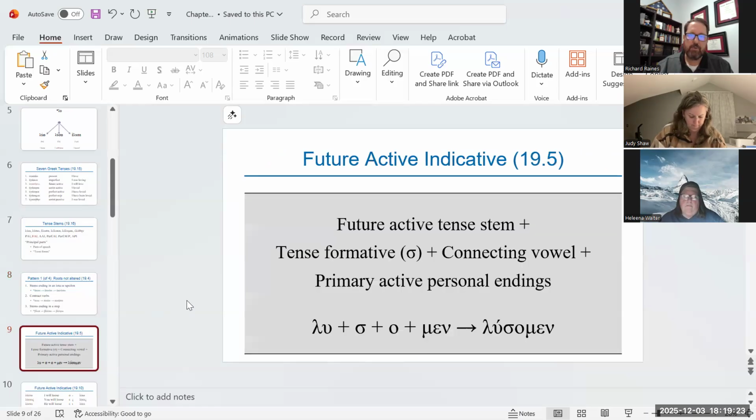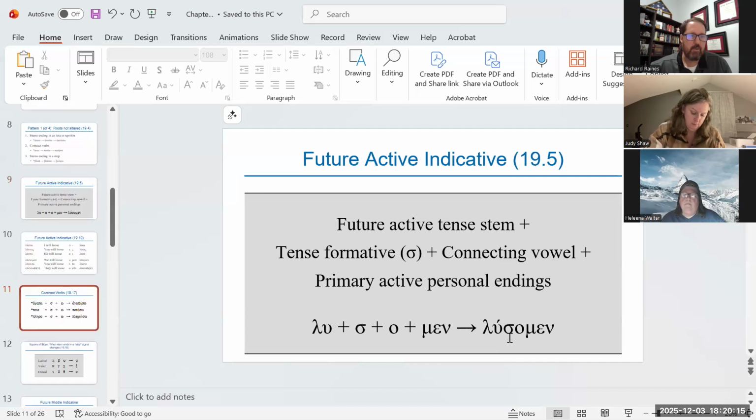All right. So let's look at the future active indicative. I will study. So in the future active indicative, you have the stem, and again, we're going to use lu. You have the tense formative. That's what that sigma is called, a tense formative. You have your connecting vowel, and then you have your active personal ending. So if you wanted to say, I will loose, it becomes loosamen. Because you have the stem, you have the tense formative. Tense formative is just a really fancy way to say that that's a signal to you that that word is getting ready to form a certain tense.